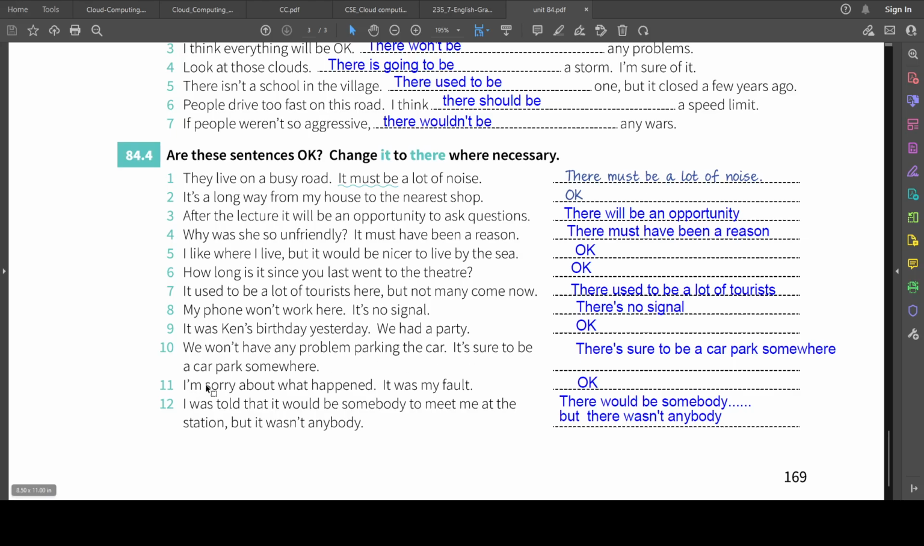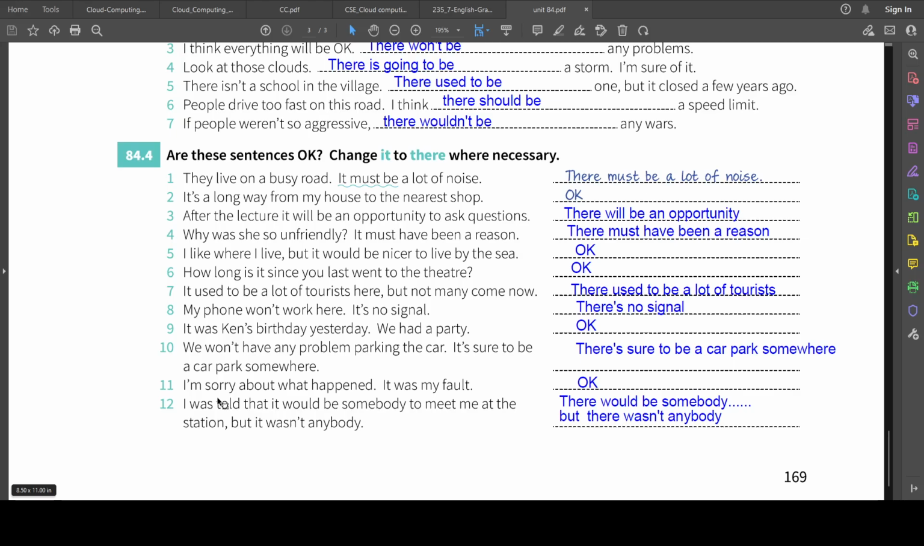I'm sorry about what happened. It was my fault. Check it out. We are referring to the previous object. It was my fault. I'm sorry about what happened. The first thing, it was my fault. So we are talking about a specific thing. In that case, I'm sorry about what happened.